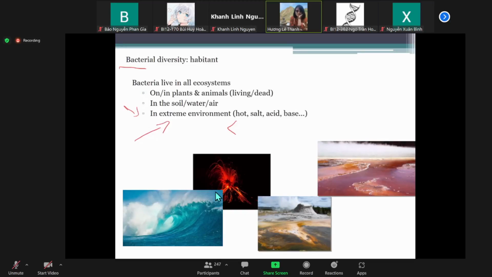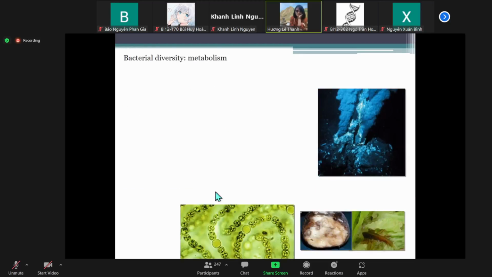They also diversify in their metabolisms. Based on the carbon source, we have the autotroph and also the heterotroph. The autotrophs are known as the producers because they are able to make their own food from raw materials and energies, like plants and algae. They are autotrophs, and in bacteria we have autotrophs also. And the heterotrophs are known as consumers because they consume producers or other consumers.